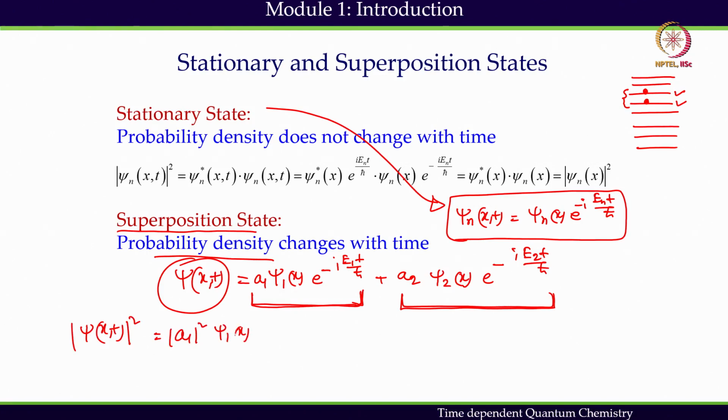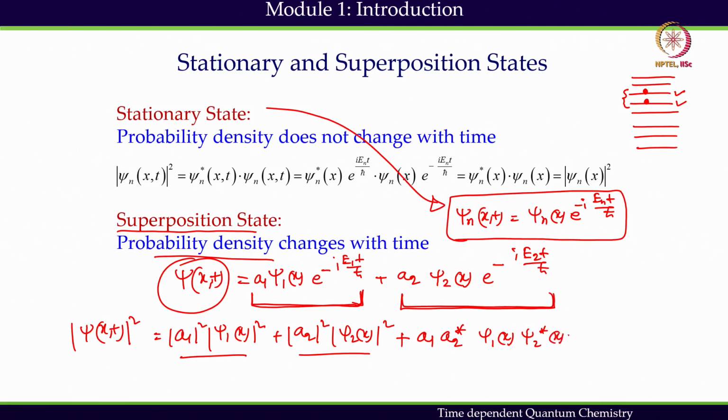individual contributions, both time independent, plus there is a cross term which will come, psi 1 x psi 2 star x e to the power minus i (E1 minus E2) t by h cut, plus its complex conjugate. Often we write the complex conjugate as c.c.